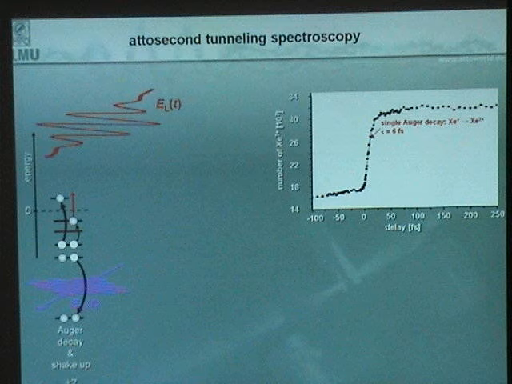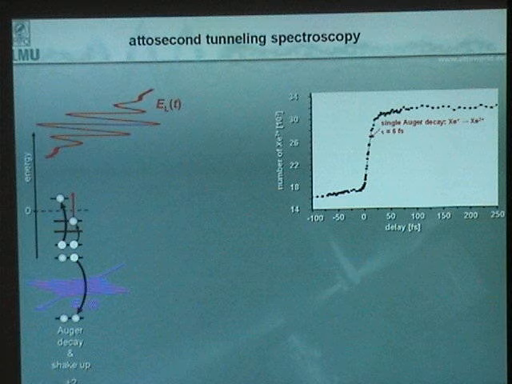And this is exactly the case. From this rise time we can extract a 6 femtosecond Auger relaxation time, single Auger decay, which fits perfectly frequency domain data. Actually, we can go even a step further.